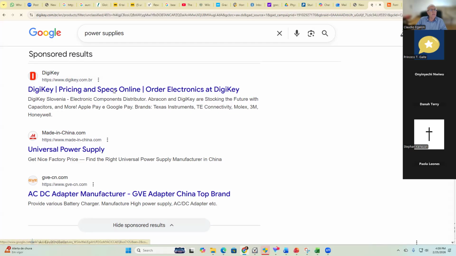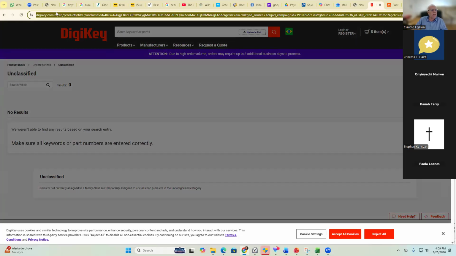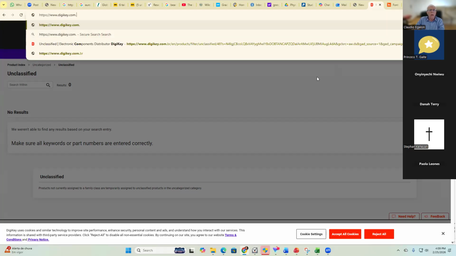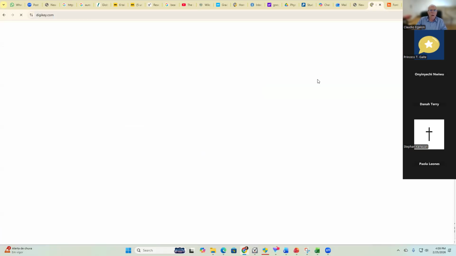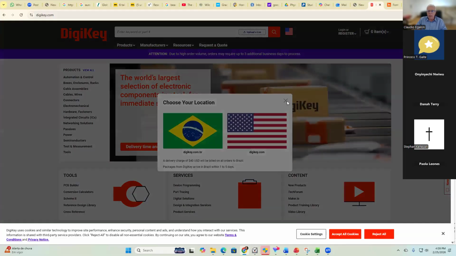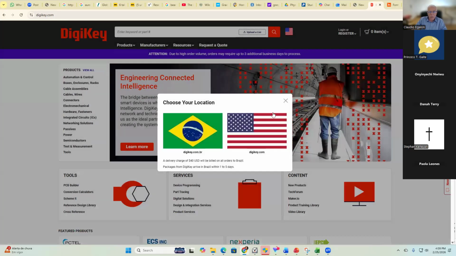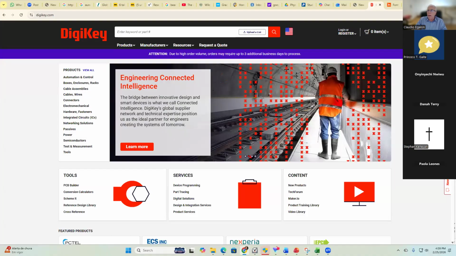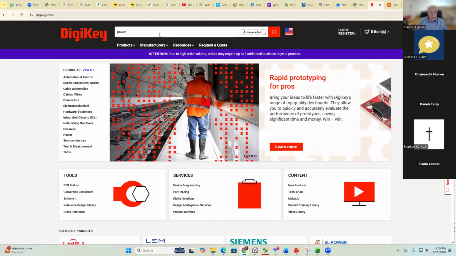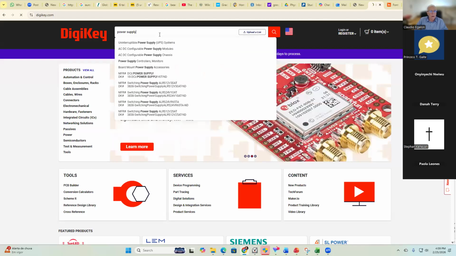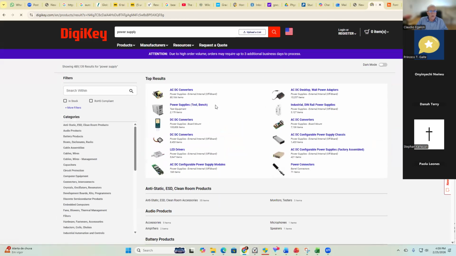Let's take a look at DigiKey. This one is in the Brazilian website. I don't want the Brazilian website. I want the American website. Here you go. Let's take a look here. Yeah, here you go. DigiKey also sells. Why it doesn't do anything here? Okay, accept all cookies first. And power supply. Okay, AC/DC converters. Here you go.